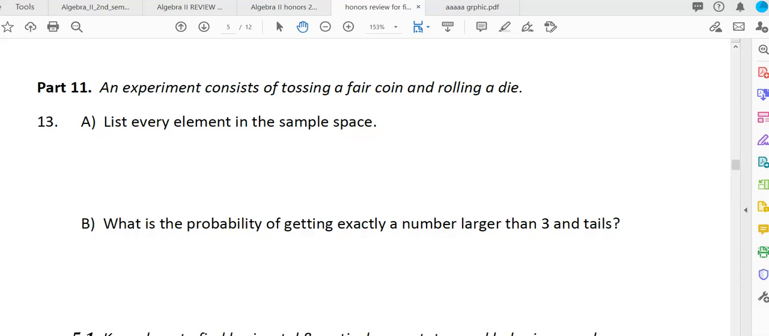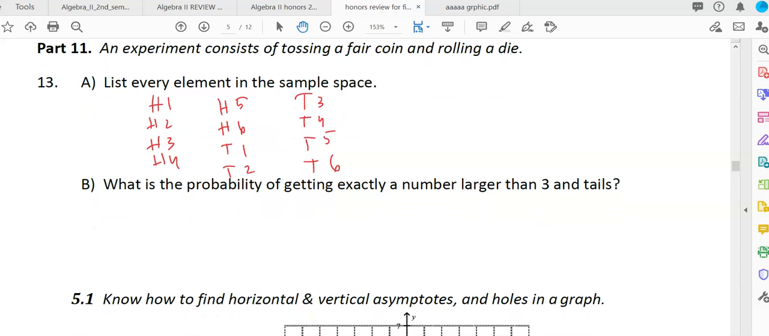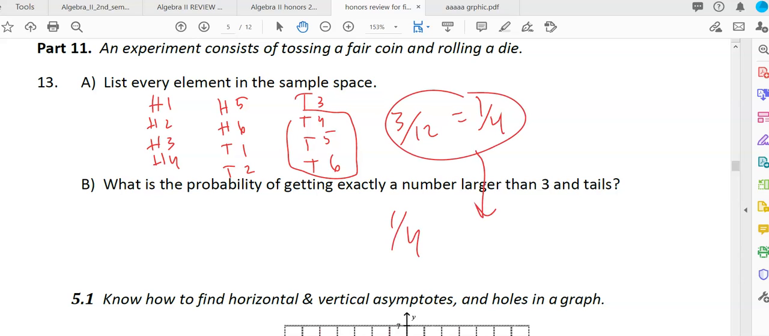List every element, so this would be heads 1, heads 2, heads 3, heads 4, heads 5, heads 6, tails 1, tails 2, tails 3, tails 4, tails 5, and tails 6. Getting exactly a number larger than 3 and tails. So I want tails and a number larger than 3. 3 out of 12, which is 1/4. So 1/4, I'm doing my work for this one here.